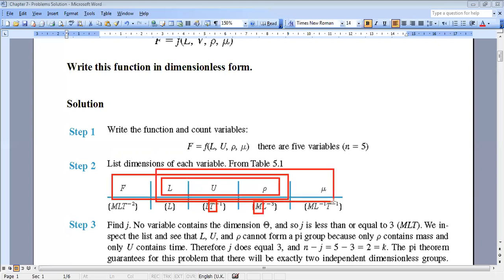How many groups do I have here? I have 2 groups, one with F and one with mu, and this is the result given by K. Didn't we say K is the number of groups? K is equal to N minus J, and in this problem N is 5 and J is 3. 5 minus 3 equals 2, so I can form 2 groups. What are these 2 groups? One by combining L, U, rho with F, and one by combining L, U, rho with mu.